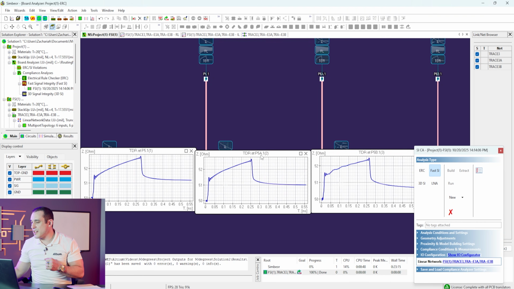So the TDR does seem to indicate that there is a little bit of a benefit in terms of reflections when we're using the curved trace with the arc and the 45-degree traces versus the right angle traces. So this does seem to confirm the myth a little bit, but look at the differences in the impedance values here across these three plots.